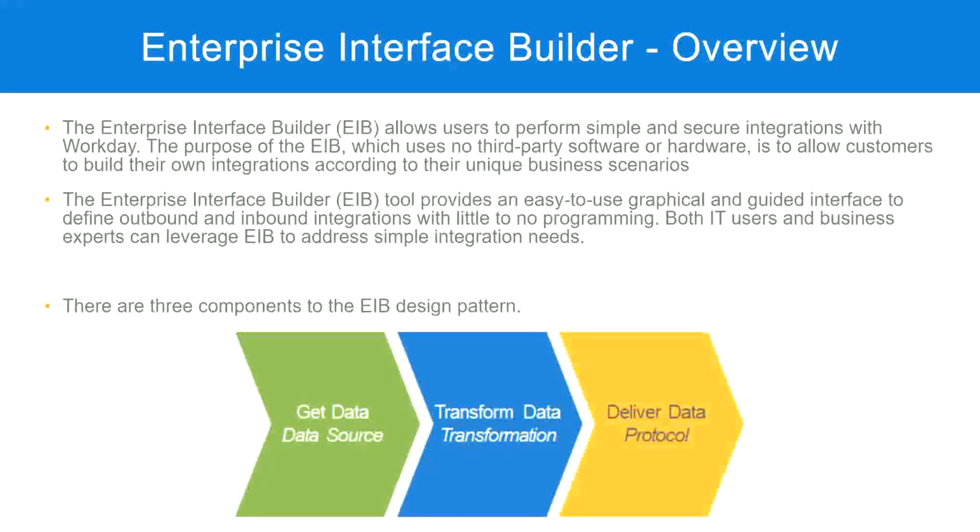Do we need transformation? If yes, configure that. If no, leave it blank. And then deliver the data. How are we going to send the data to an external system? So we have to configure that as well. So once we do these 3 steps, our EIB is ready. We are going to start exchanging information from Workday with an external system.